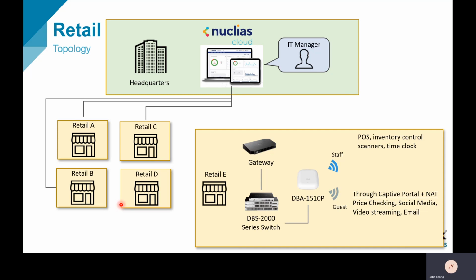Okay, so by using our DBA series, the AP, we have service. We have a captive portal plus NAT. We can produce the guest their own DHCP server. Once connected to this network, the guest will not be able to interrupt your main network at all. So it's very secure, and it also provides a new subnet for the guests so they can do price checking, social media, and video streaming.